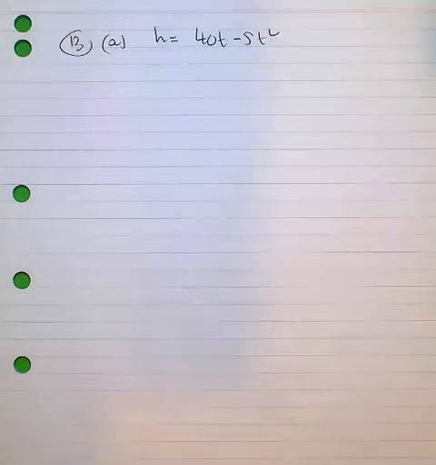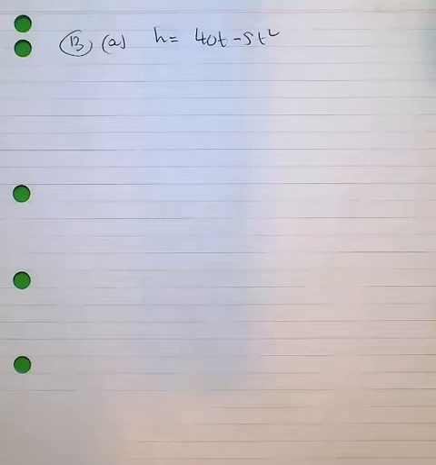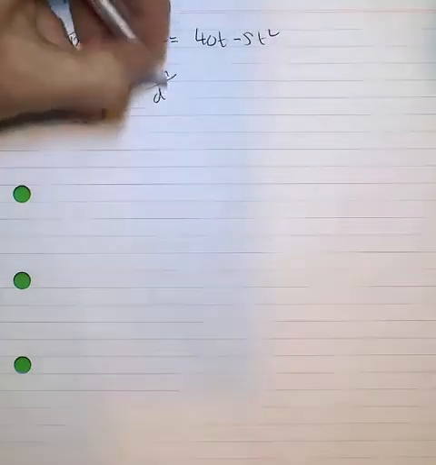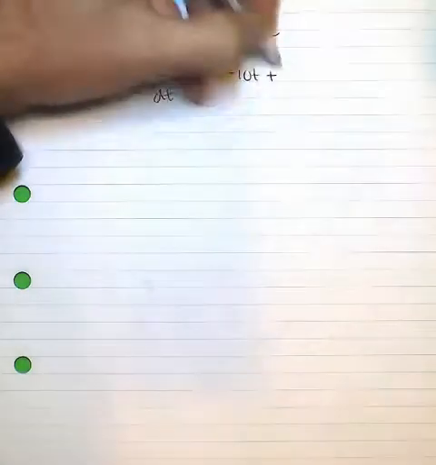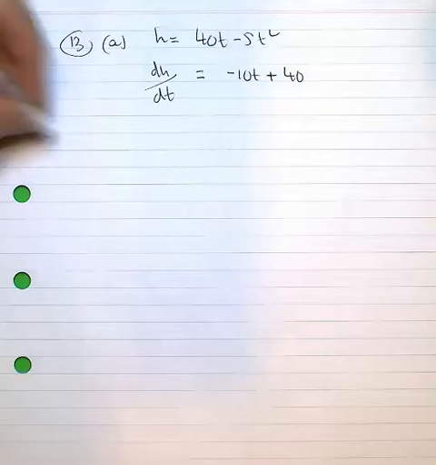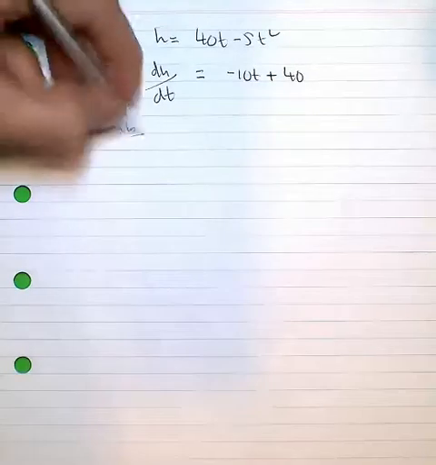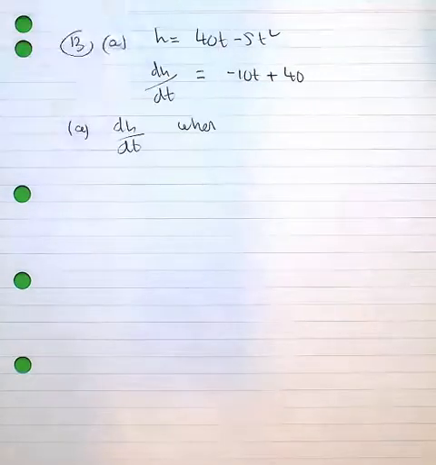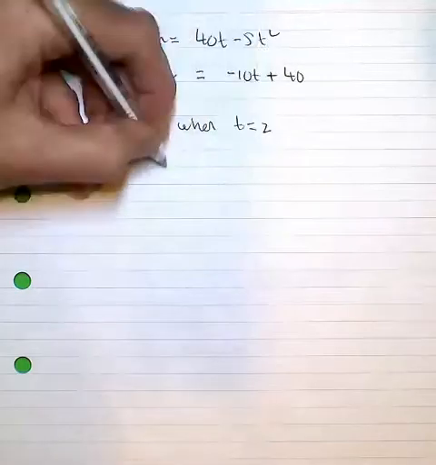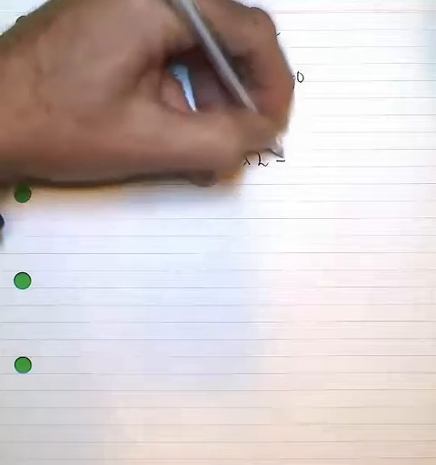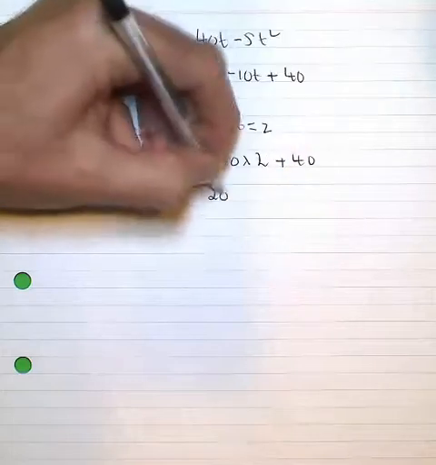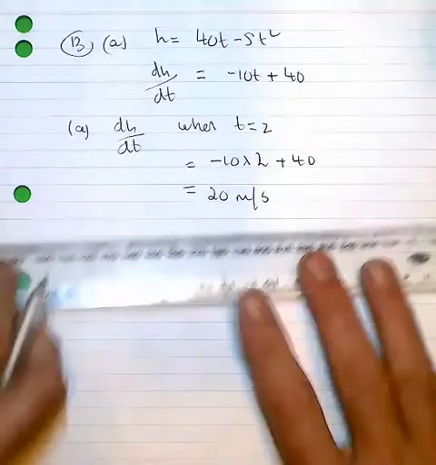In question 13, you're looking at how the height of a ball above the ground changes over time. Now, when we look at the rate of height change here, it will be the derivative, or negative 10t plus 40. Now, what rate of change are we looking at? And that is when t is equal to 2, that will equal negative 10 times 2 plus 40, which is going to be 20 meters per second.